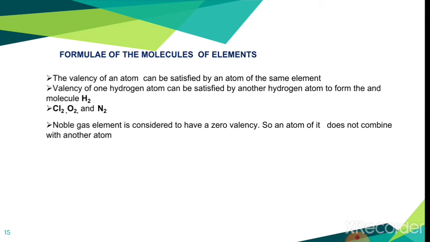One important thing you should remember is that a noble gas element is considered to have 0 valency. What are noble gases? They are helium, neon, argon, etc. They do not combine with another atom. That's why they are monoatomic. Their valency is 0. They do not undergo any chemical reaction.